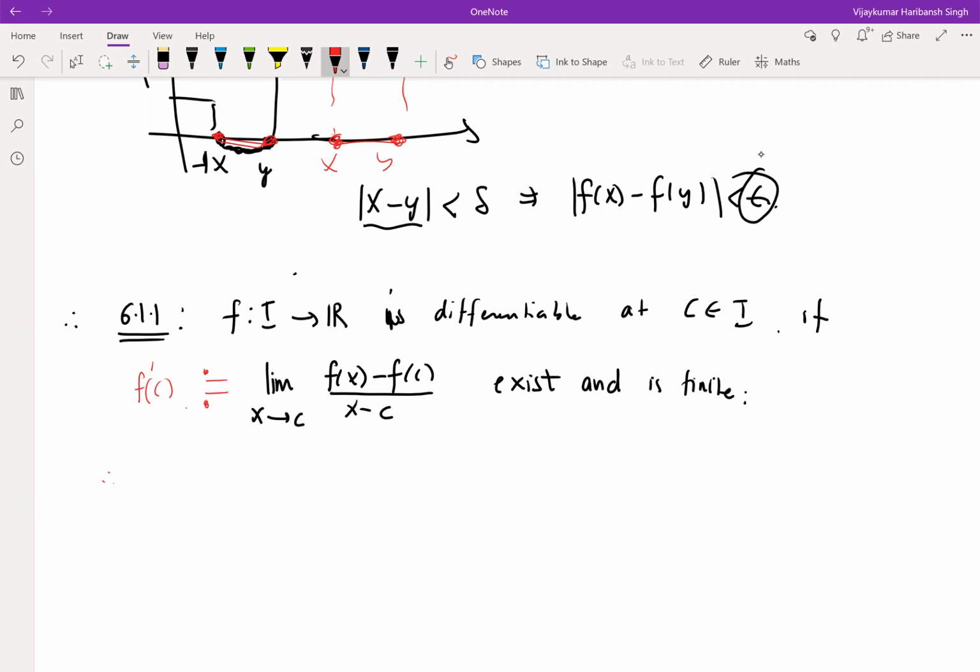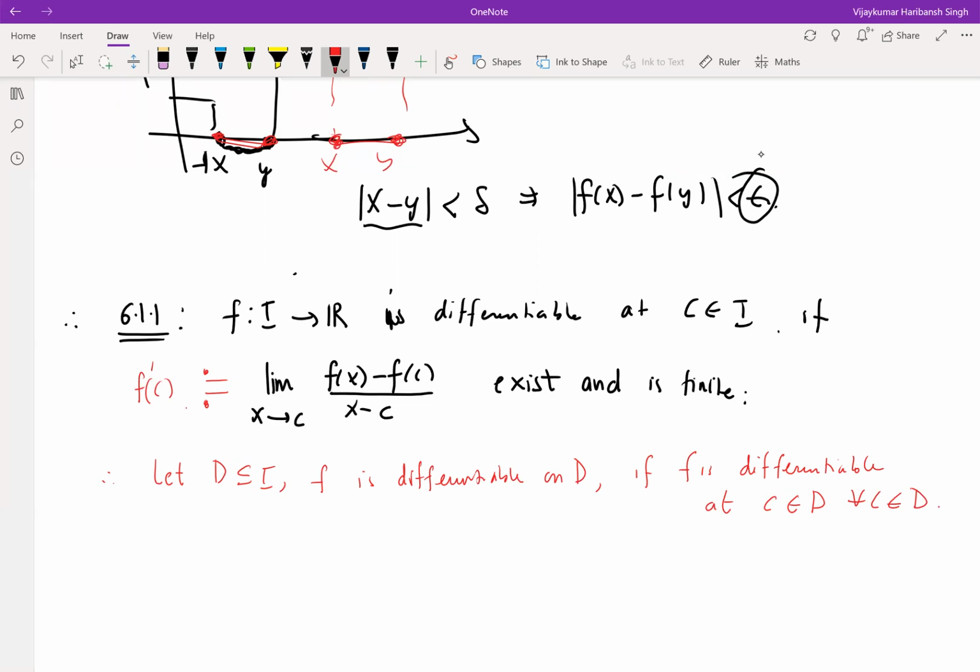So let D be a subset of I. We say f is differentiable on D if f is differentiable at C belonging to D for all C. Yeah, so if it is differentiable at every point inside, then we say it is differentiable.